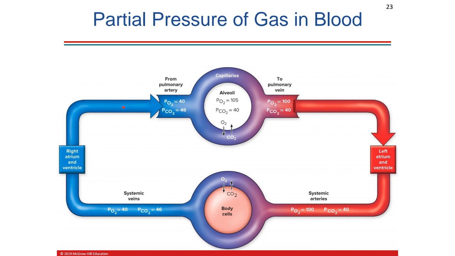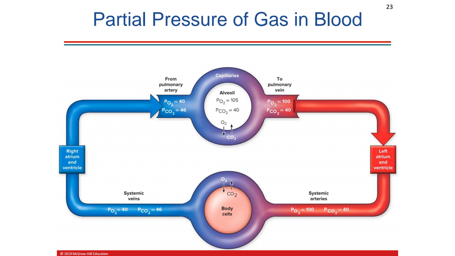It's then pumped to the lungs through the pulmonary artery, still 40 in the pulmonary artery, and then within the pulmonary capillaries, oxygen is picked up, and the PO2 reaches 100 millimeters of mercury. Note here that the partial pressure of oxygen within the alveolar airspace is 105 millimeters of mercury.